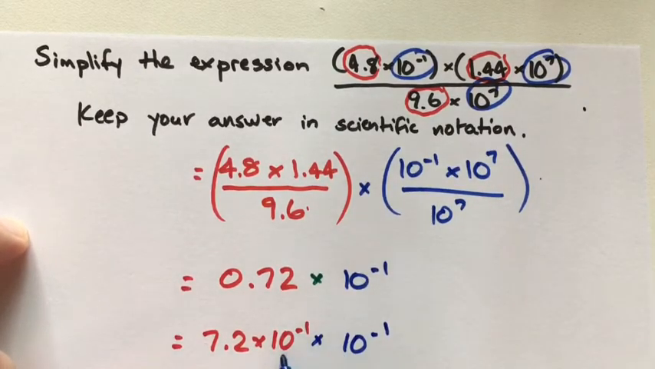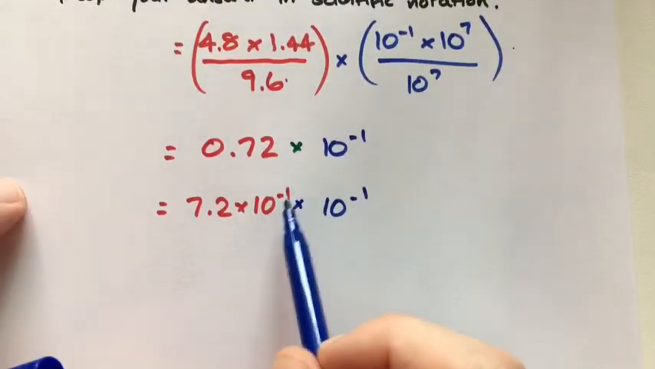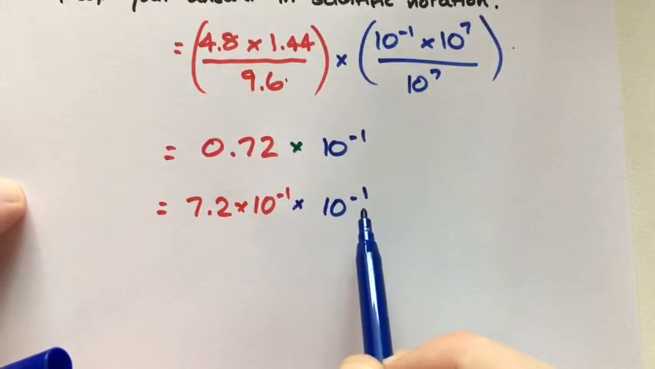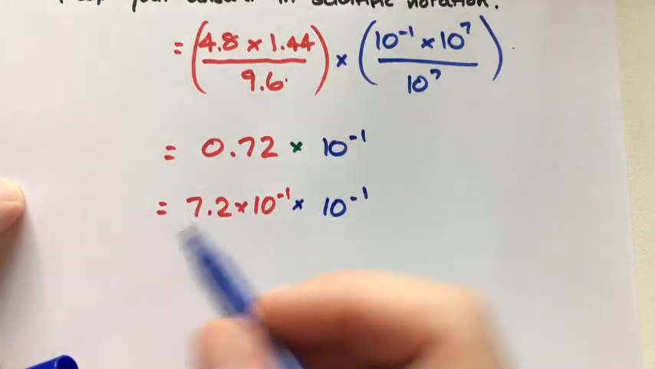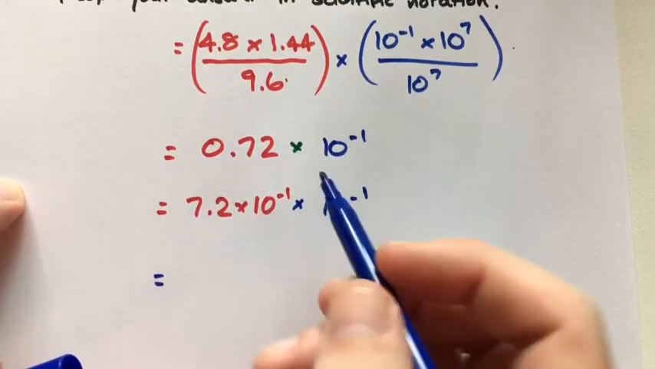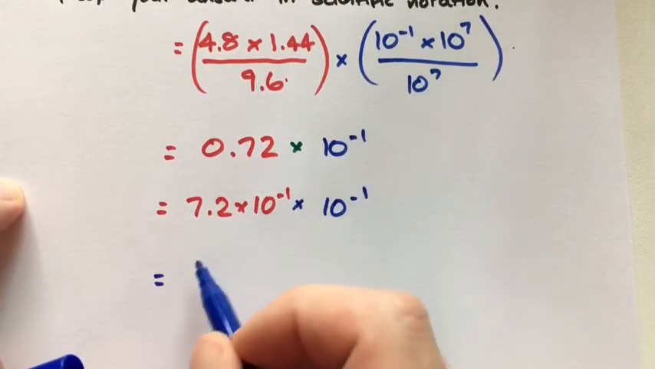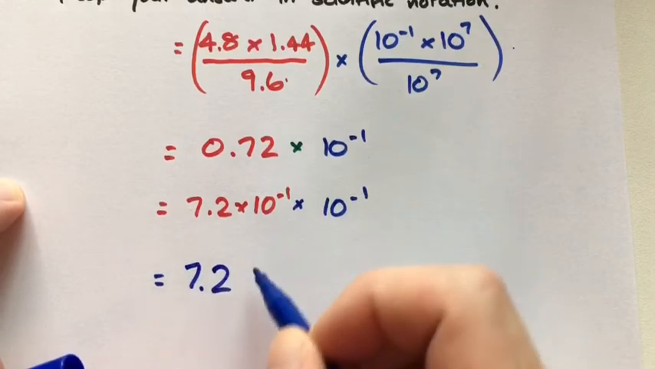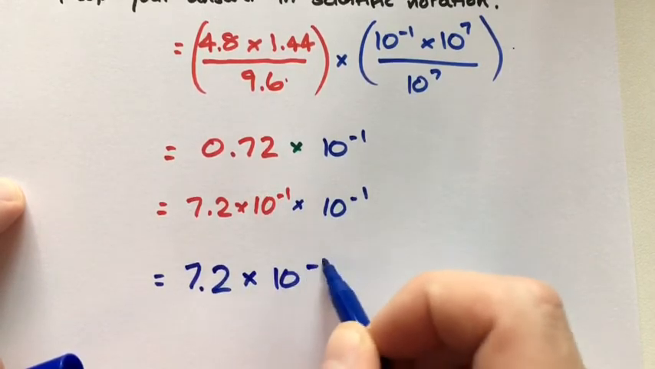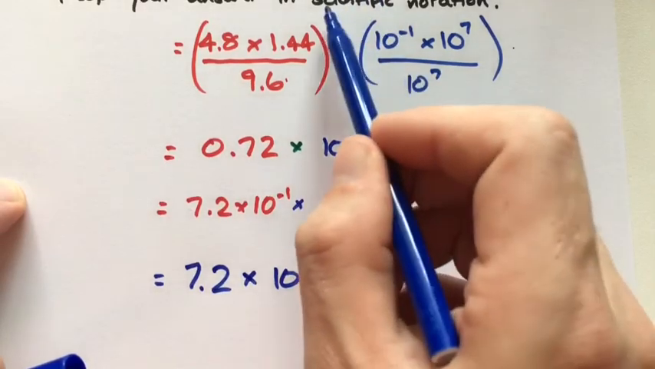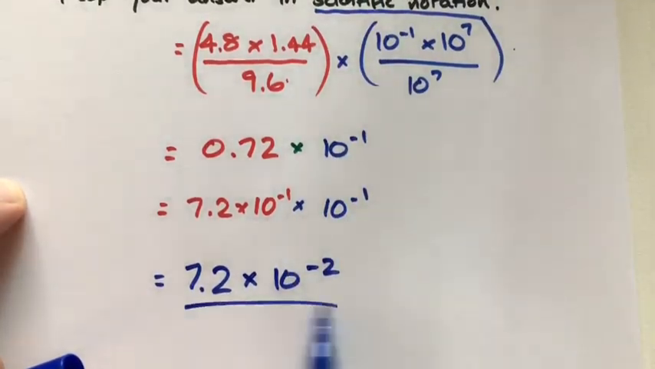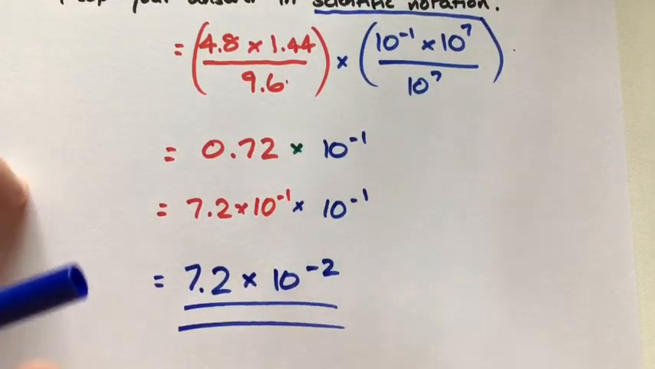Now here you can see we have the same base, so 10 to the negative 1 times 10 to the negative 1, we're just going to add the exponents, so we're left with 7.2 times 10 to the negative 2. And we want to leave our answer in scientific notation, and this is that answer in scientific notation.